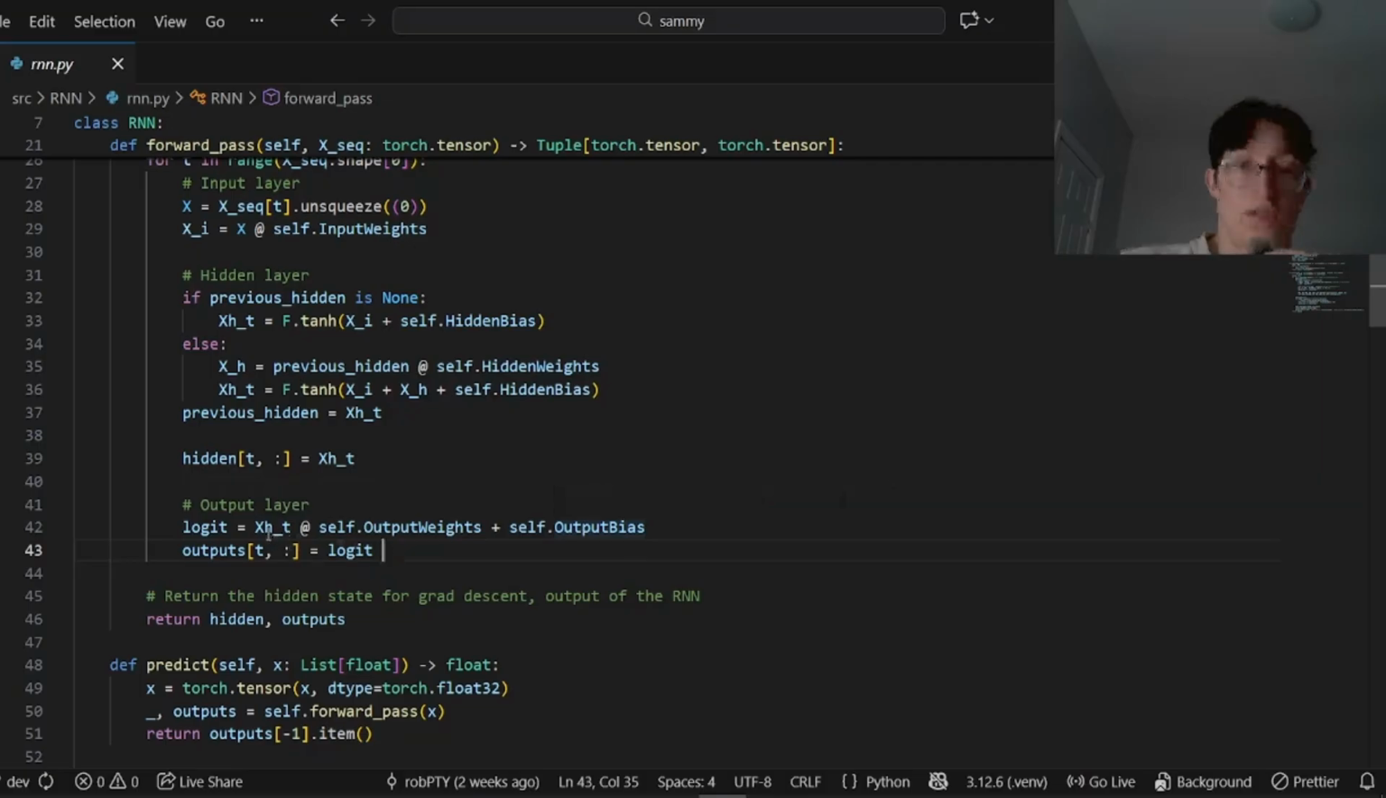In this case, h of t is our hidden state, and then we multiply it by the weights, and we add the bias. We're also going to store this for backpropagation. At the end, I'll just return these, just because I mentioned here we need them for gradient descent.